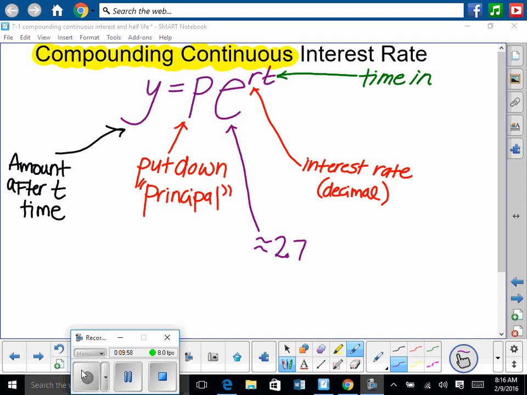And then T is the time in the account. So if you keep your money in the account for 10 years, then you're going to have a lot more than if you kept it in for 2. So T is the time in the account.